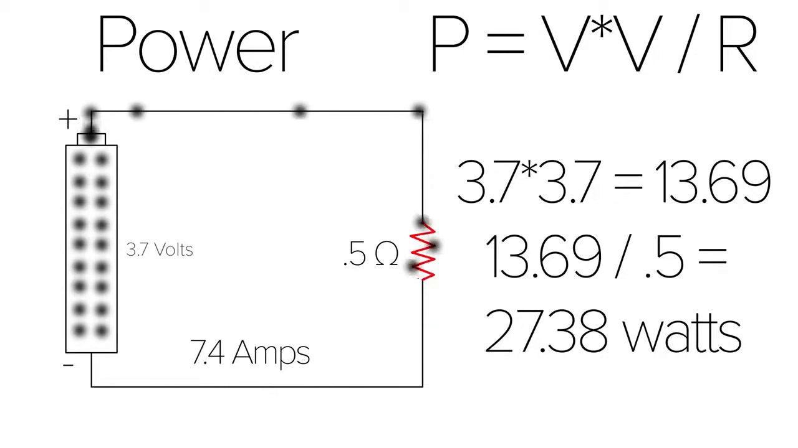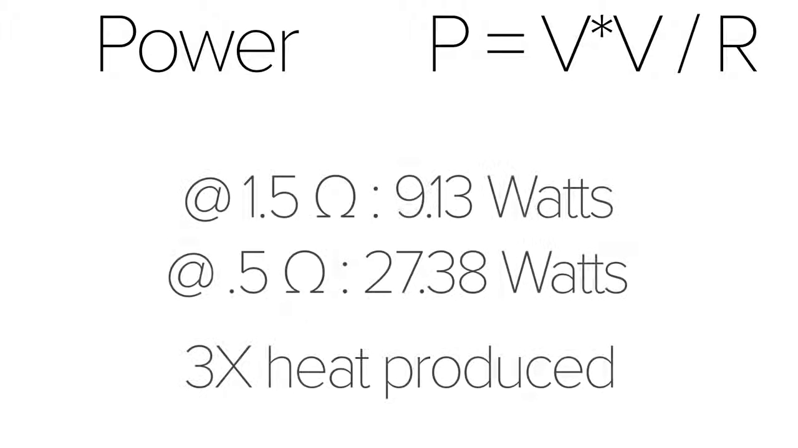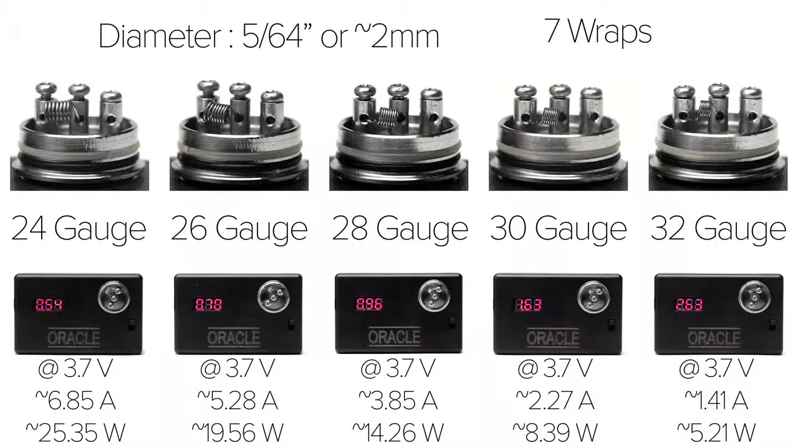By reducing the resistance of the coil by 1 ohm, the wattage is increased 3 times, which gives us 3 times the heat. That means that lower resistance coils give off much more heat than higher resistance coils. This is how you can regulate how much heat you'd like to apply to your e-liquid, changing how warm or cool your vapor is. Here's a breakdown of 5 different coils that I made.